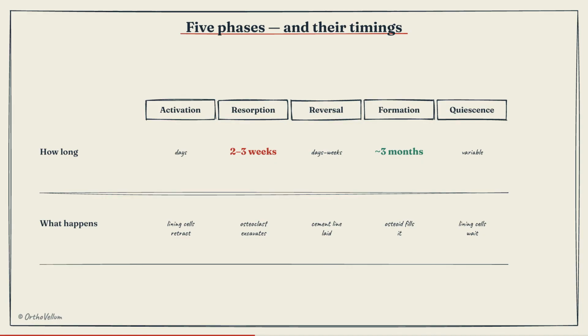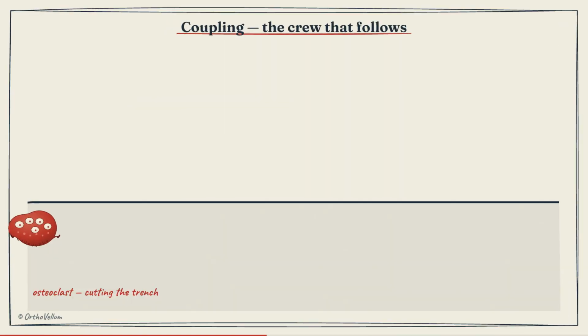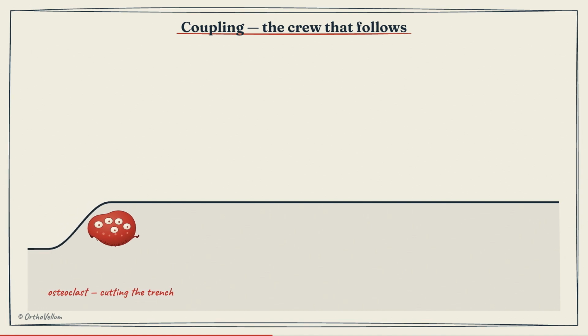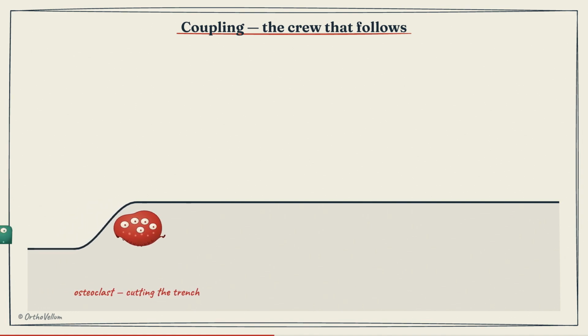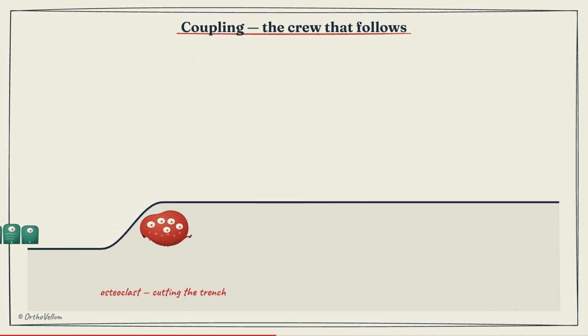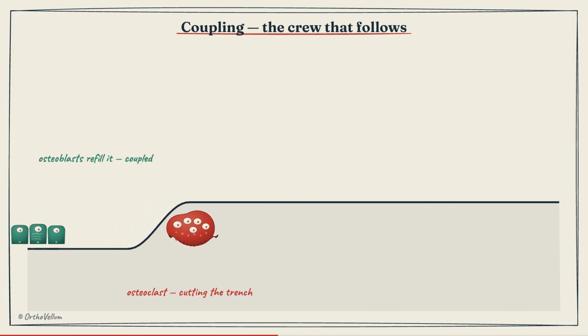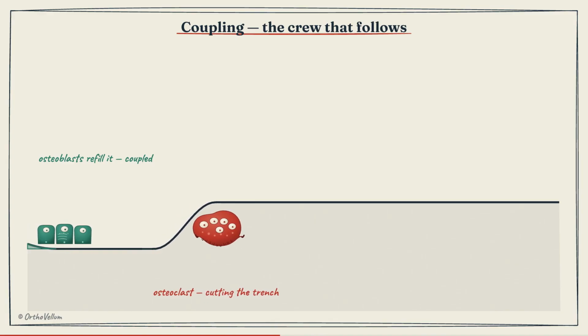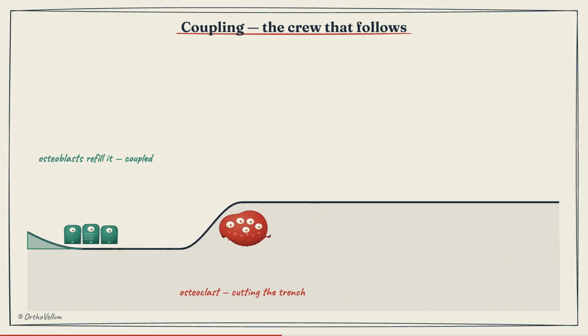Formation over about 3 months. Osteoblasts fill the cavity with osteoid. And then quiescence. The surface is covered by flat-lining cells and simply waits, sometimes for years, until something calls it back into action. Watch it happen. The osteoclast advances along the surface, and behind it the bone is simply gone, a trench where mineralized tissue used to be. It does not stop and wait. It keeps cutting, and following behind, separated by a distance rather than by a decision, the osteoblasts arrive and refill the trench with new matrix.